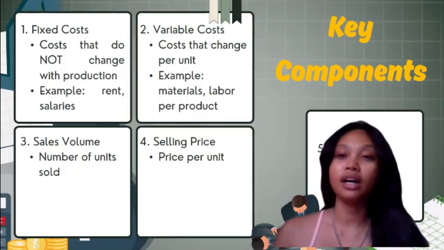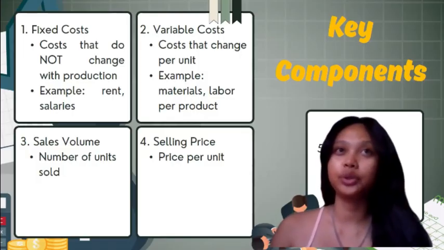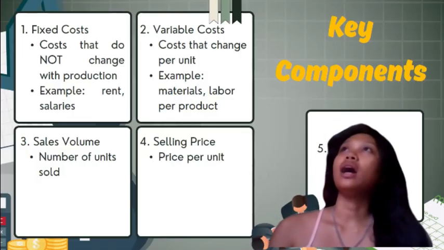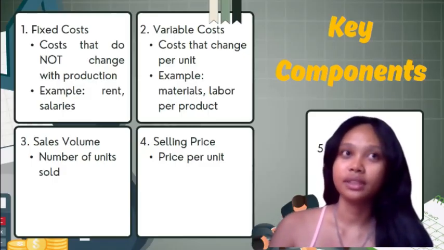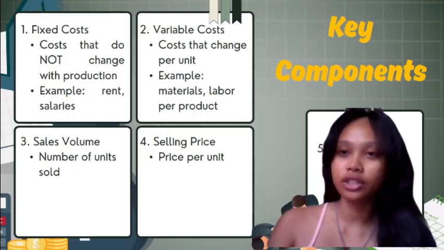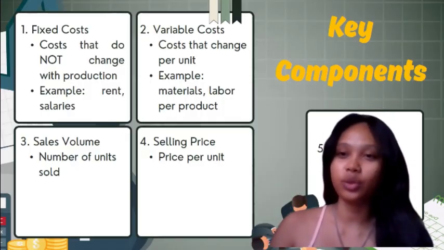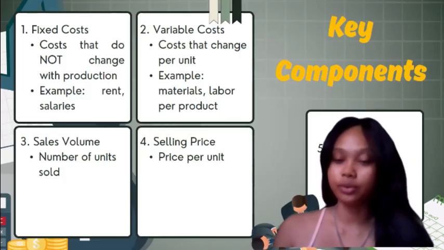So, we have profit. To achieve or to gain profit, we need revenue. Revenue is the overall money, which includes the total cost. Now, to achieve profit, we need to subtract total cost from revenue.